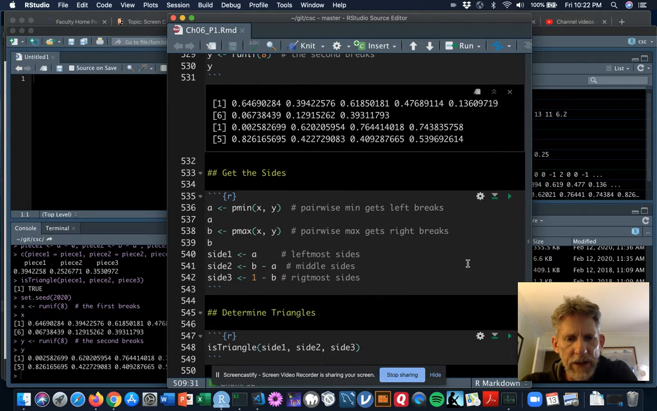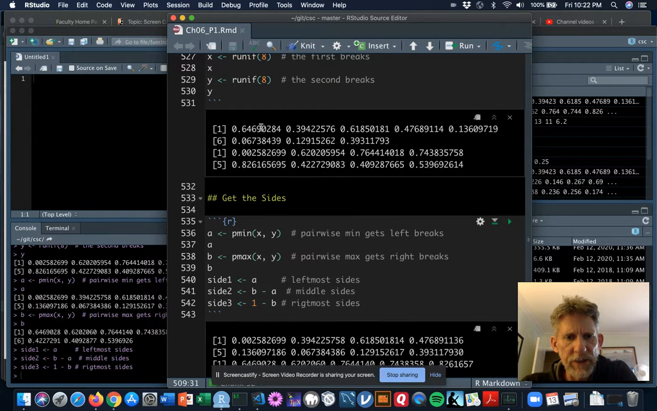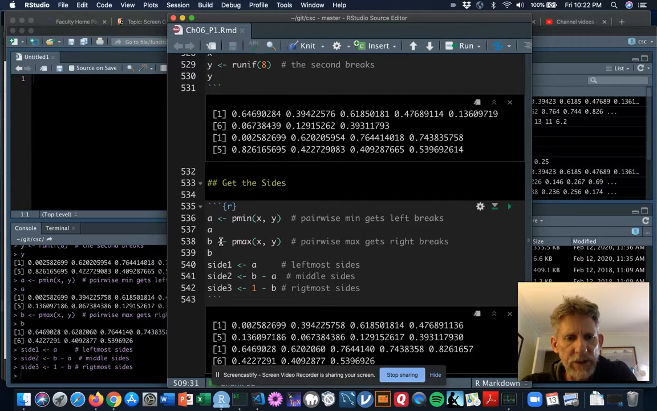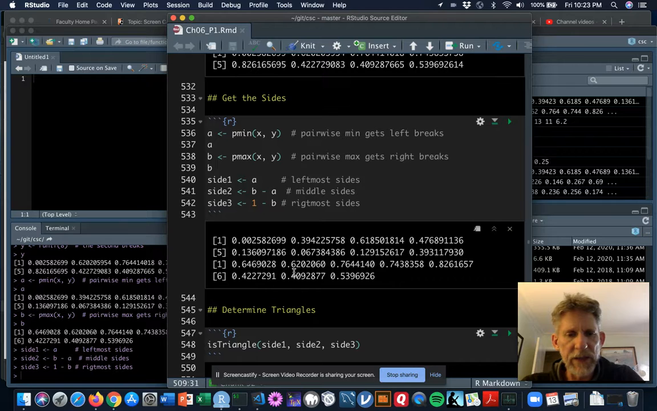Let's go ahead and run this code and see what's happening. So x and y are the vectors you see up here. The first element of x was 0.64. The first element of y was a 0.0025. So when we do the pmin of x and y, the first element of that pmin, which is the A vector that you see here, is the 0.0025. The second element of the x vector was 0.39. The second element of the y vector was 0.62. And so it's the 0.39 that's going to be the minimum showing up as the second element of A, and so on. And B, which is the pmax of x and y, works in the same way, taking the maxima pair by pair.